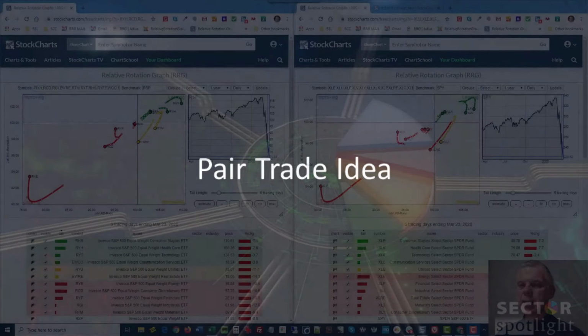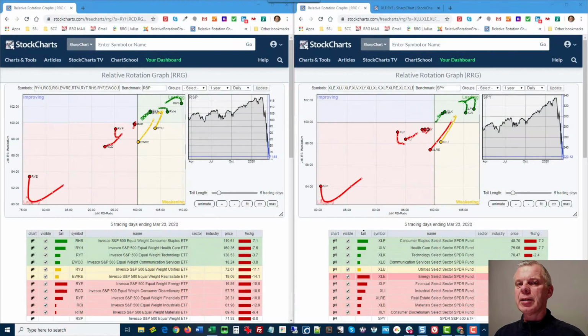Before the break, we had a look at the equal weight RRG, or the RRG that shows equal weight sectors versus the RRG that shows the regular cap weighted sectors. And while I was writing that article and while I was doing my research and browsing through the two RRGs and comparing them with each other, I thought it would be cool to see if I could find a pair trade idea that was including an equal weight ETF versus a cap weighted ETF. And the one that caught my eye was the financials one.